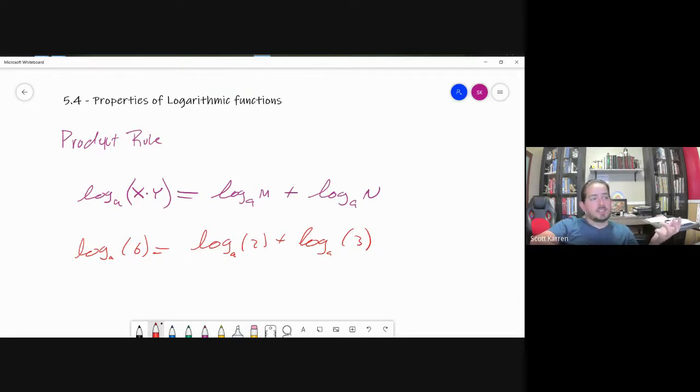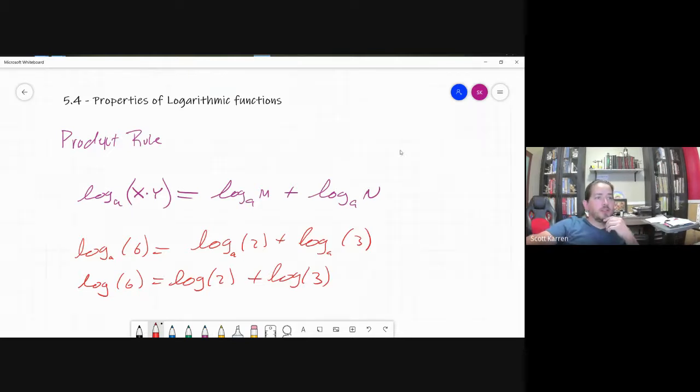Right? You can test this out, pick an a, it doesn't matter. Just pick a 10 if you want, the log of 6. Figure out what that is, plug it into a calculator, and figure out what the log of 2 is and the log of 3 is, and add those together. You're going to get the same answer on the left and the right as long as you put it into the calculator correctly, right?